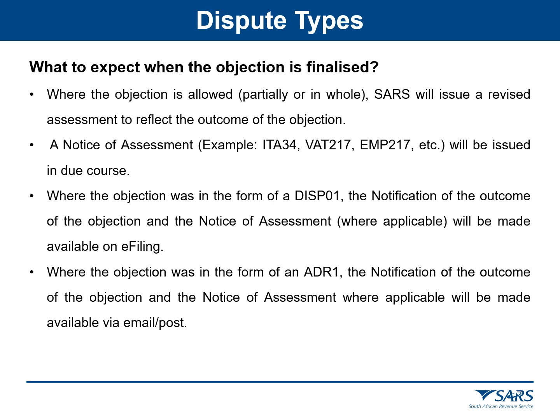Where the objection was in the form of a DISP 01, the notification of the outcome of the objection and the notice of assessment, where applicable, will be made available via e-filing. Where the objection was in the form of an ADR 1, the notification of the outcome of the objection and the notice of assessment, where applicable, will be made available via email or post.